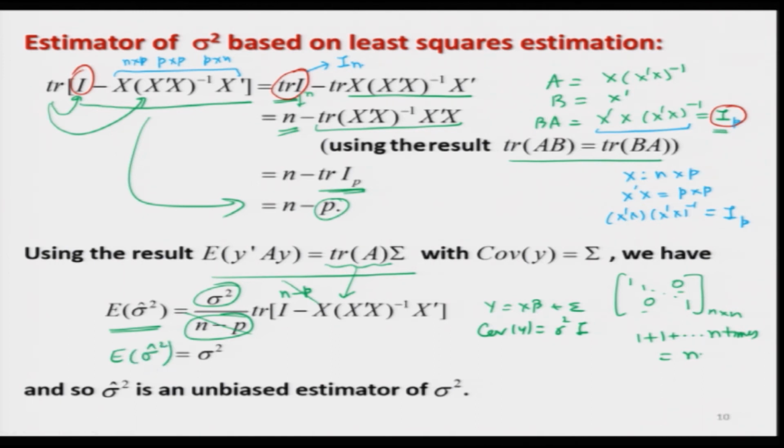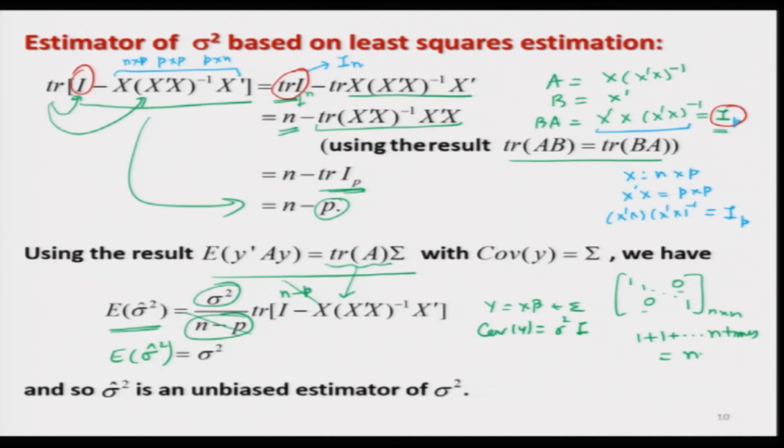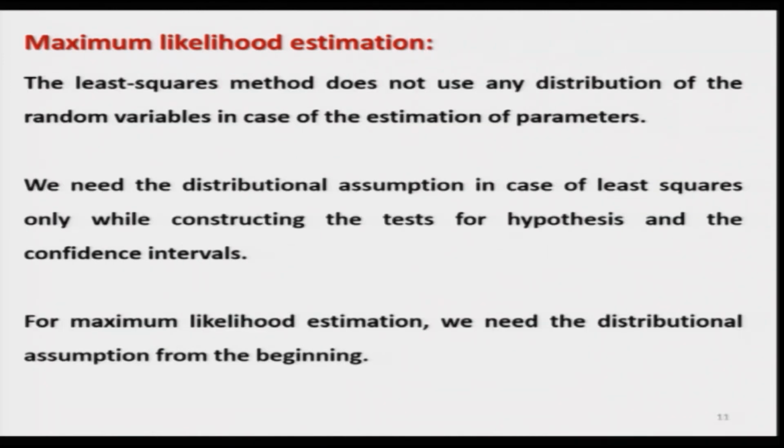So, now we have proved that sigma hat square is an unbiased estimator of sigma square, where this sigma hat square is based on the least square estimation. Why? Because you have used the least square estimator beta hat for forming a possible estimator of sigma square, right. So, now you can see we have done the least square estimation of both the parameters, beta vector and sigma square.